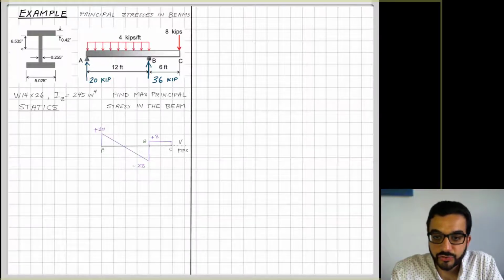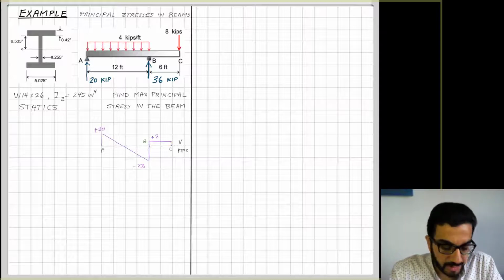So this is the shear. You start from the left, you go up by 20, and you go down by the distributed load linearly here. 4 times 12 is 48 kips. That brings us from positive 20 to negative 28. Then the reaction 36 will jump us to positive 8, and then you go straight until you hit the 8 kips load at C, which will bring us to equilibrium.